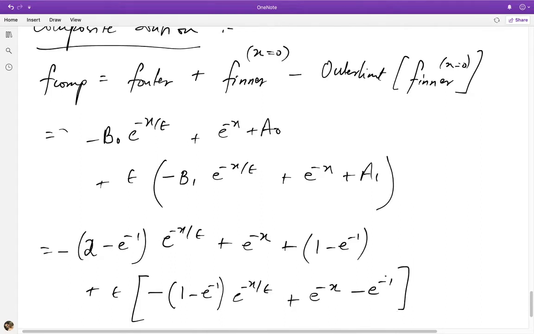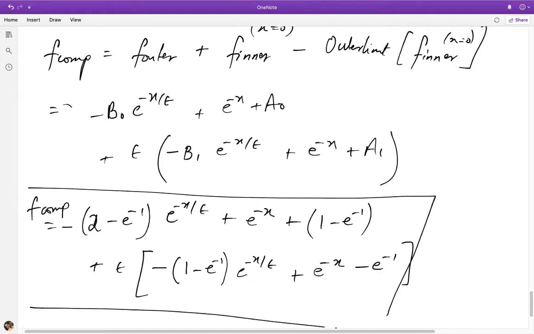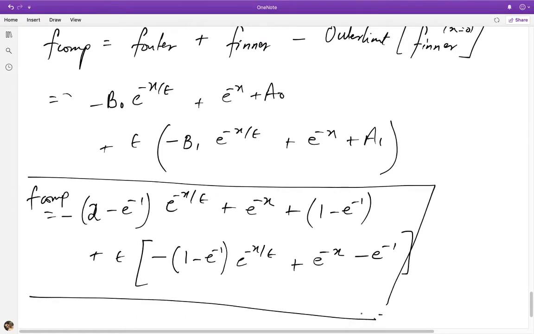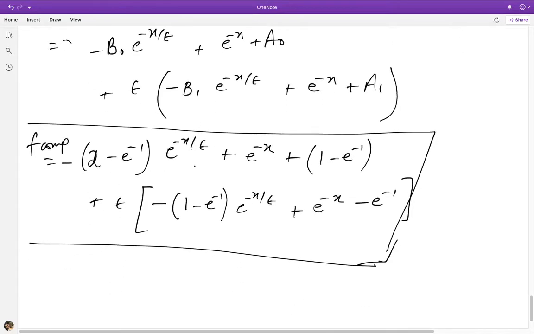Yes, that looks right. So this is now a full composite solution to the problem, which is valid throughout the domain. Of course, for small values of epsilon. So these terms, the e to the minus x by epsilon terms, give us a boundary layer structure, and the rest of the terms determine the structure inside the core region.